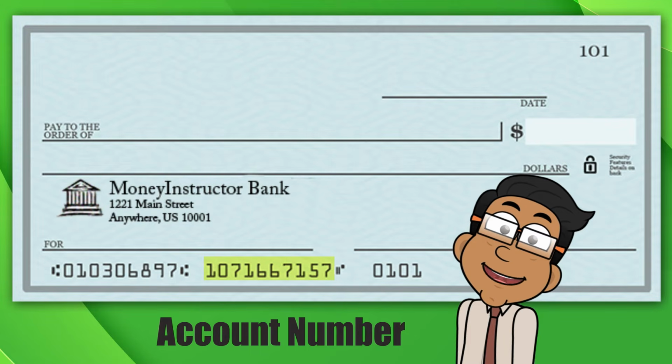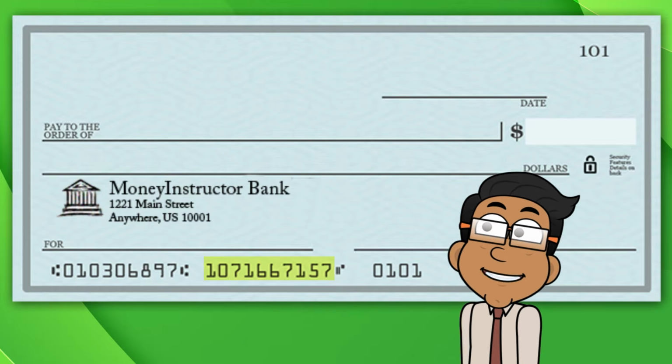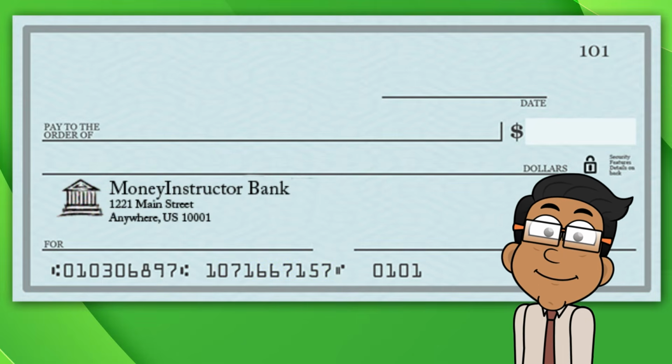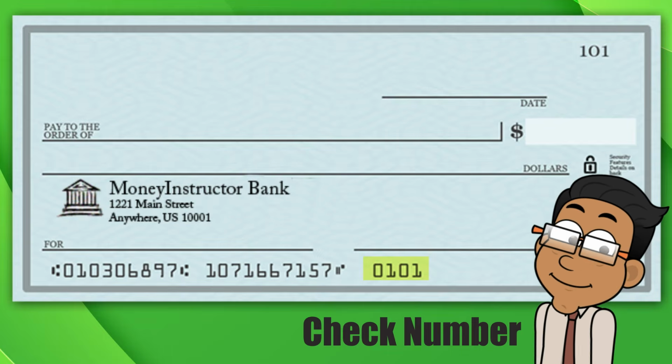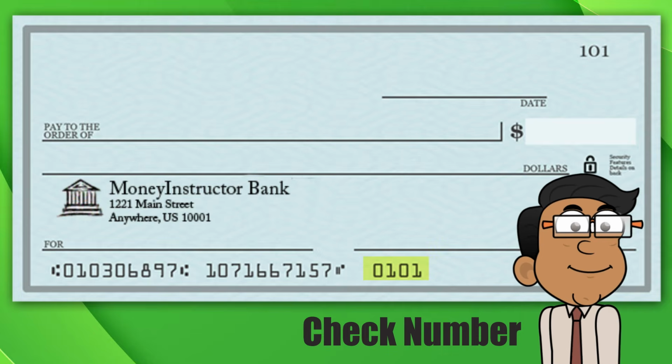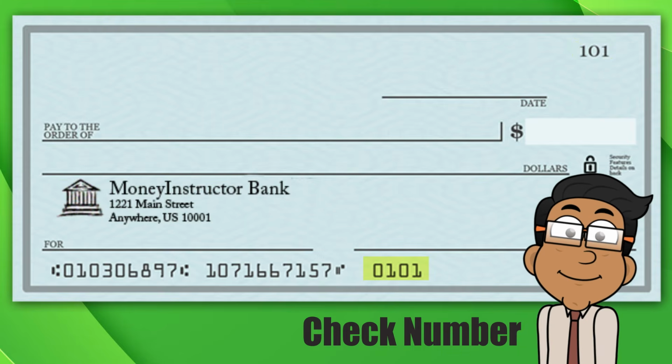When you're transferring money or setting up certain payments, companies will ask for this number to ensure they're dealing with the correct individual account. There's also a third set of numbers, usually the shortest one, and that's the check number. This is pretty straightforward. It simply matches the number at the top right corner of the check and is used to keep track of and reference each check you write.